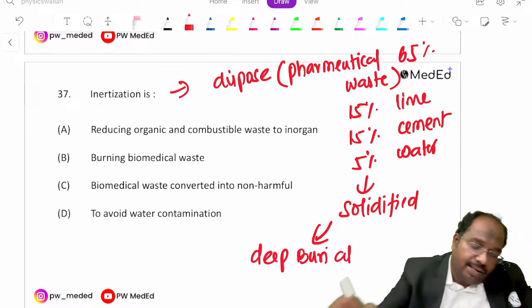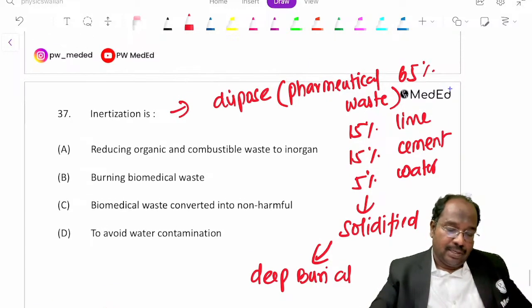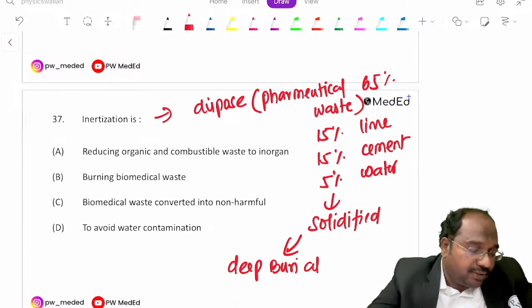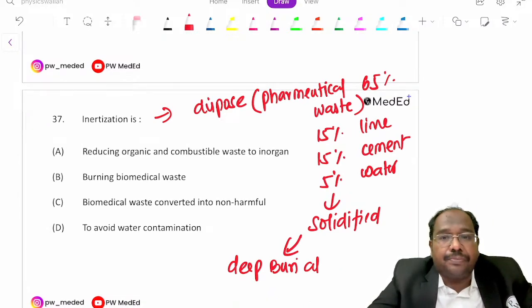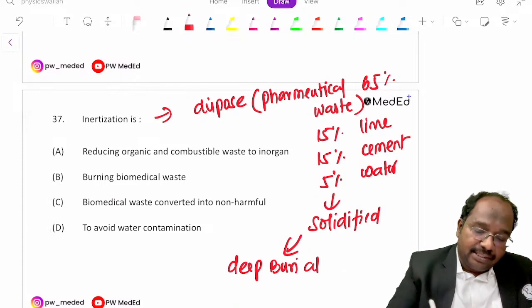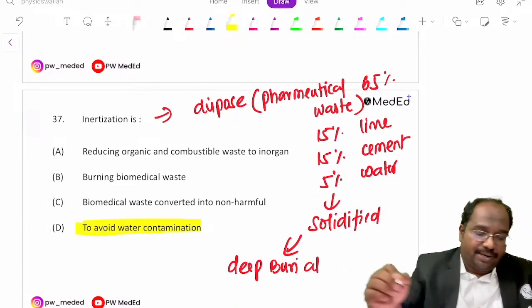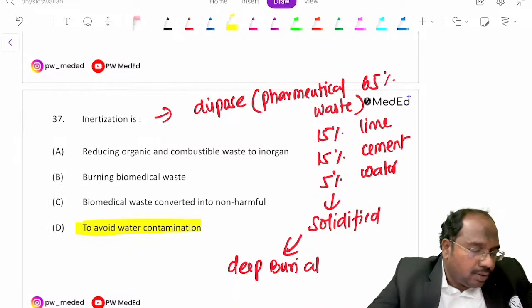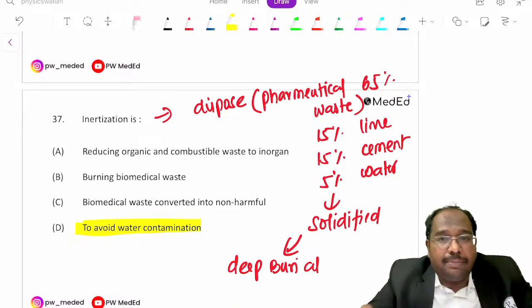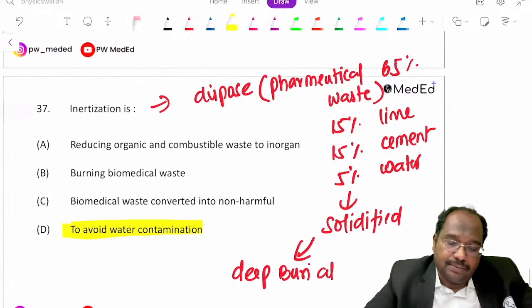Based on this, can you tell me what the answer is? This is not incineration, guys. The question is inertization. What is the answer? 15% lime, 15% cement, 5% water, solidified. How will this be helpful? Yes, it is used to avoid water contamination, guys. Post your query. So, to avoid water contamination. Next.